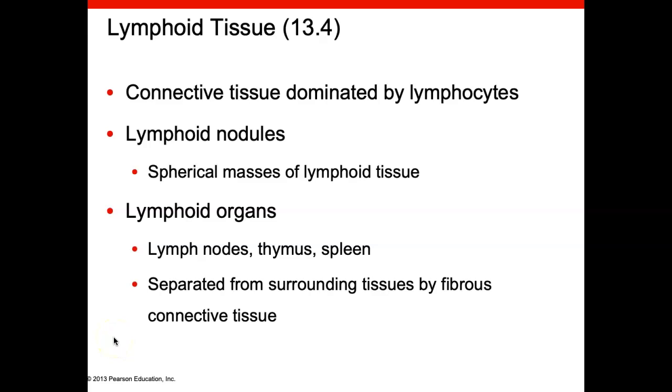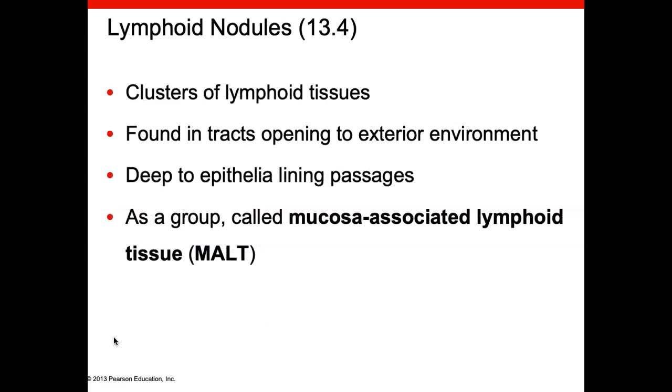Lymphoid tissue is connective tissue with a lot of lymphocytes. There are lymphoid nodules, which are just clumps of lymphoid tissue. But there are lymphoid organs, and the difference between an organ and a nodule is that the organ is surrounded by fibrous connective tissue, like a little capsule. And the lymphoid organs include the lymph nodes, the thymus, and the spleen.